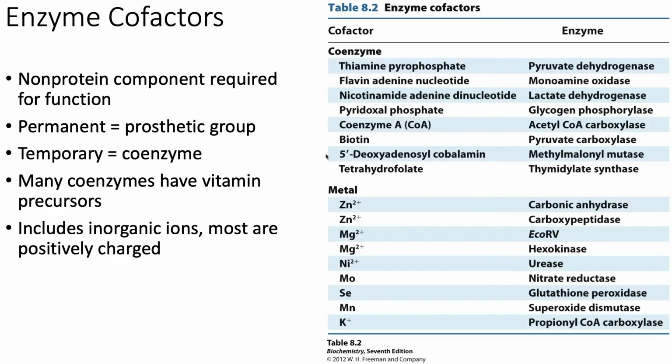Just to give you a quick synopsis list of all the different kinds of coenzymes and cofactors that exist, you'll notice there's lots of metals down here. So these would be micronutrients. This is why you have to have zinc, you have to have magnesium, you have to have Mo, molybdenum, in really small amounts to actually allow your enzymes to do their jobs.